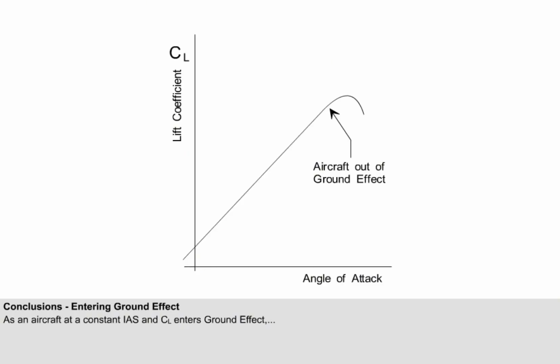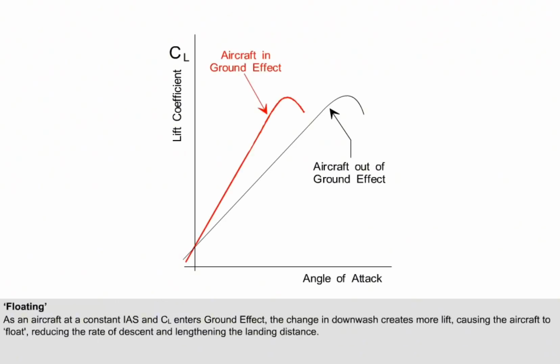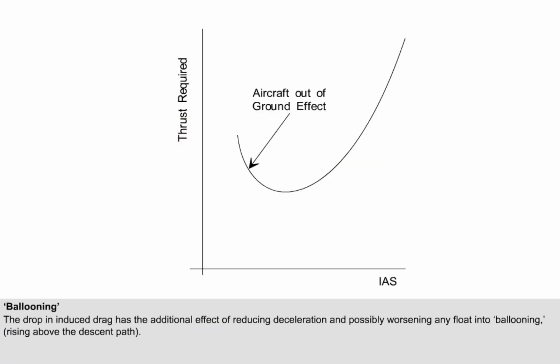Let's consider an aircraft entering ground effect, assuming that CL and IAS remain constant. As the aircraft descends into ground effect, the following changes take place. The decreased downwash will give an increase in the effective angle of attack, which requires a smaller wing angle of attack to produce the same lift coefficient. If a constant pitch attitude is held when entering ground effect, the increase in lift will reduce the rate of descent or cause the aircraft to level off, an effect known as floating, which lengthens the landing distance.